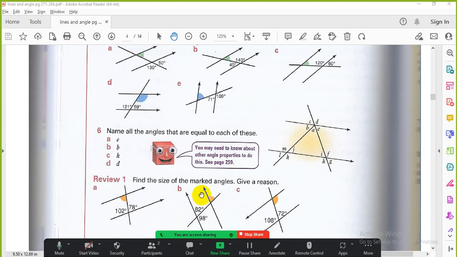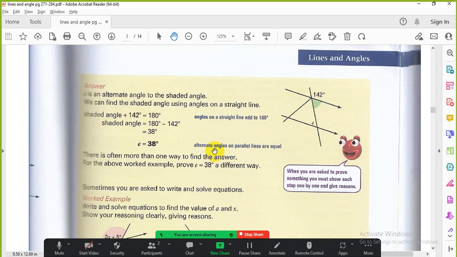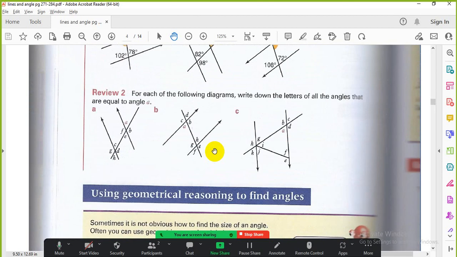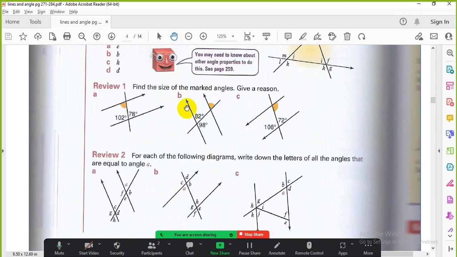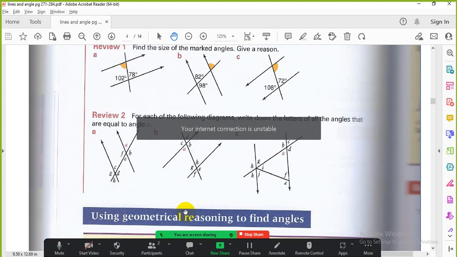Right, so review 1 I will give you for homework, review 1 and review 2. Next class we will discuss those questions. Review 1 there are 3 questions, and review 2 you have 3 more questions. Altogether 6 questions. Okay? Are you clear, Aiza? Revise the theory, the concepts again, do the questions repeatedly, then it will not be a difficult task.